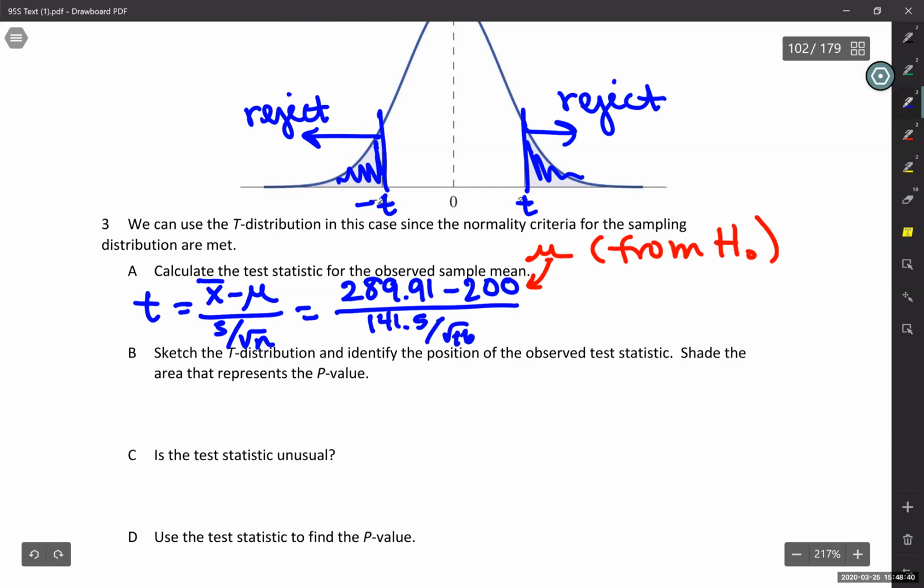And you put all that into your calculator. Make sure you're practicing putting all of this into your calculator. So that way, you know you're doing the fractions right and the square roots right. We're going to get 2.54.